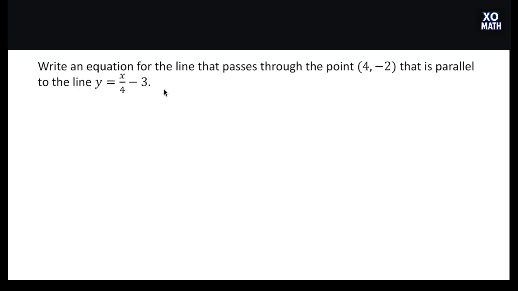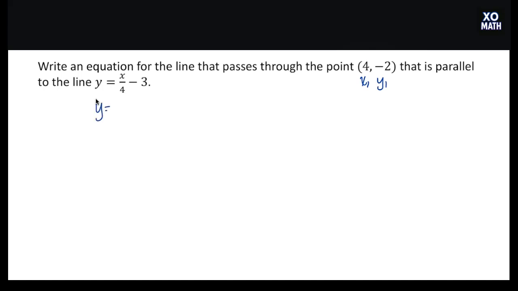So to write an equation for a line, what we need is a point and a slope to use point-slope form of a line. So we have our point, our x sub 1, y sub 1, but now we need a slope. Well, the equation that we want to write is parallel to this other line, y equals x over 4 minus 3. And two lines are parallel if they have the same slope. So we just need to identify the slope of this line, and that will be the slope that we use to create our line. Well, this is already in the form y equals mx plus b.